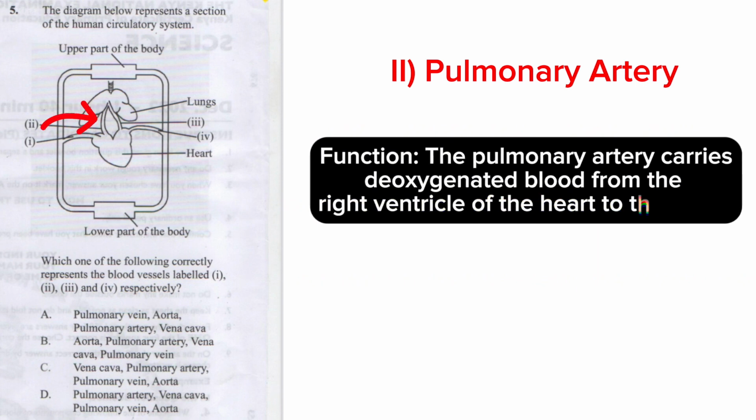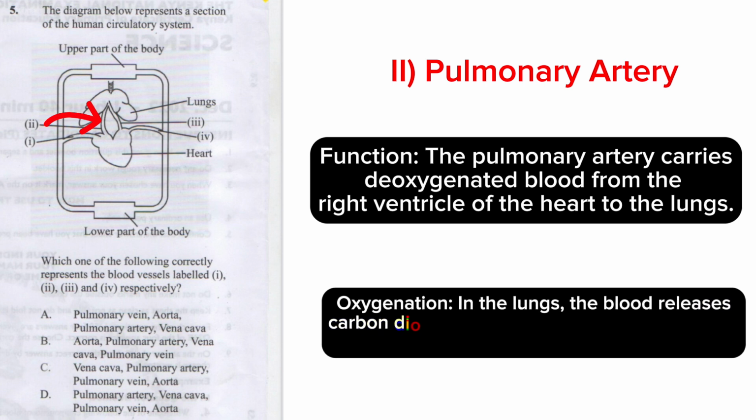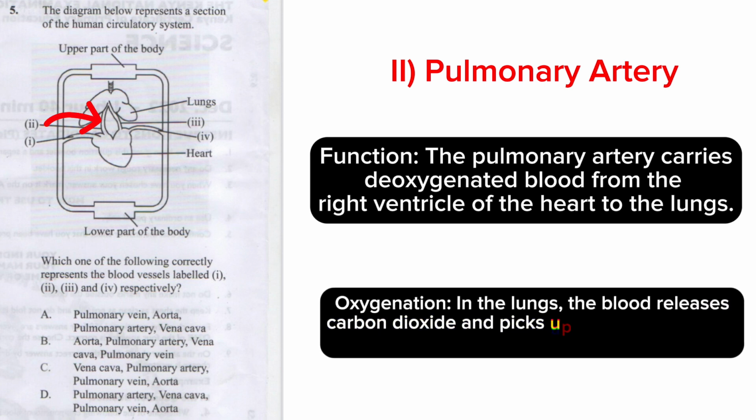And in the lungs, there's a process that happens that is called oxygenation. So in the lungs, the blood releases carbon dioxide and picks up oxygen, becoming oxygenated blood now.